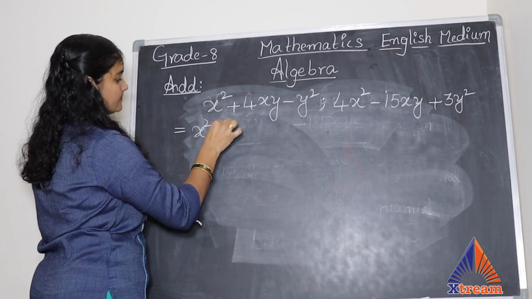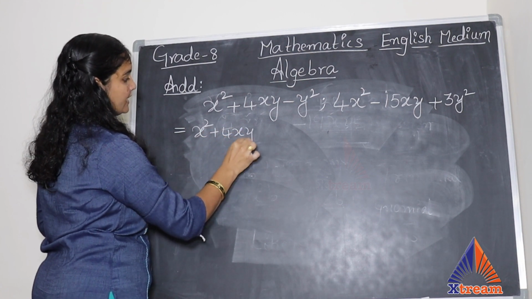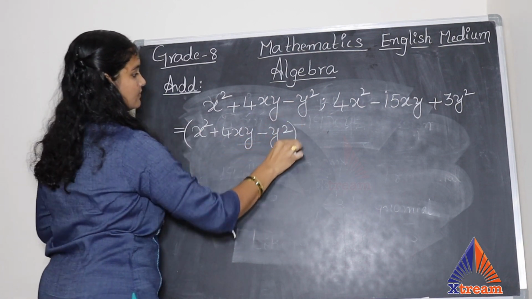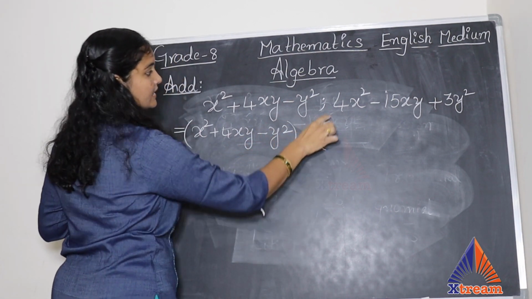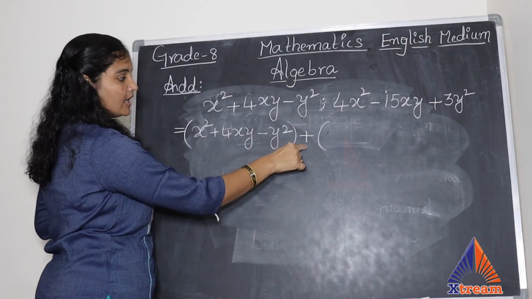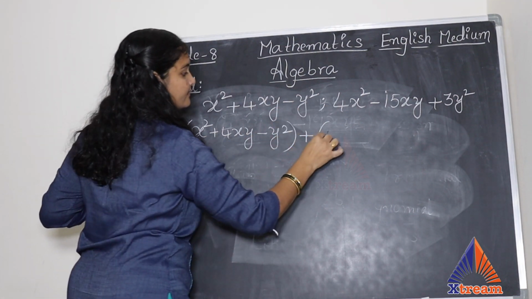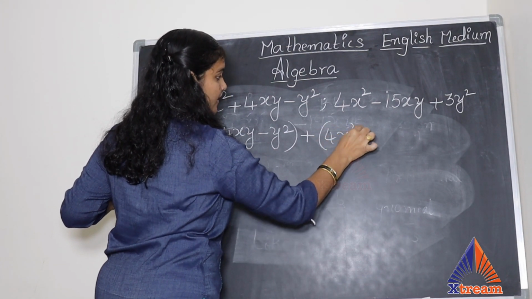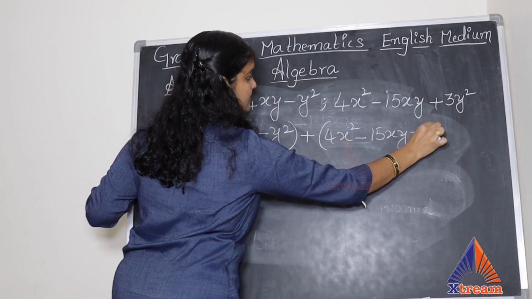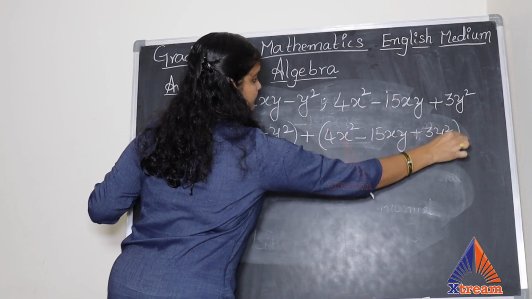x square plus 4xy minus y square, plus. Here they are not connected with addition. They are just two different expressions. Here we are connecting them with addition. 4x square minus 15xy plus 3y square.